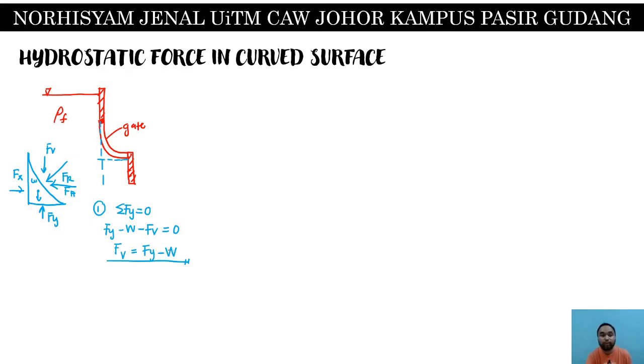It means that whenever the volume is different, there might be a possibility of Fv to be having Fy minus W or Fy plus W. So it all depends on the shape of the volume and the direction of force acting towards it. The second part that we will have a change is in terms of W. W is equal to rho times g times V, but the volume for this picture looks like this.